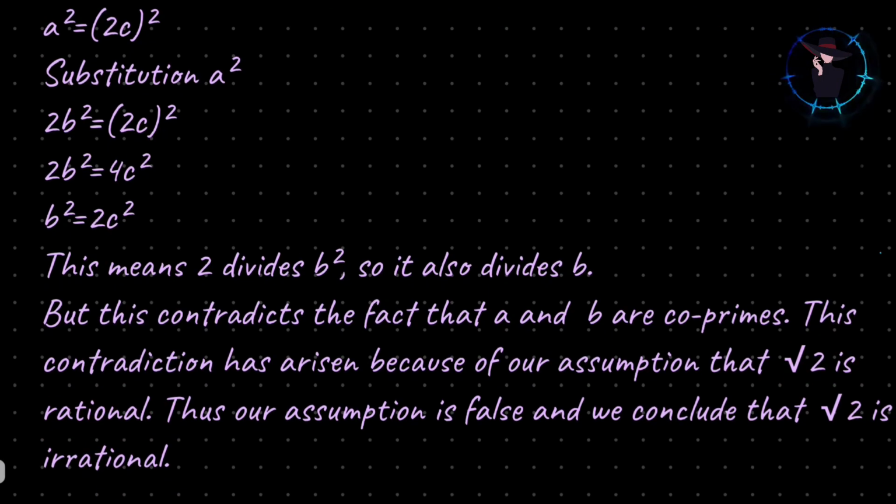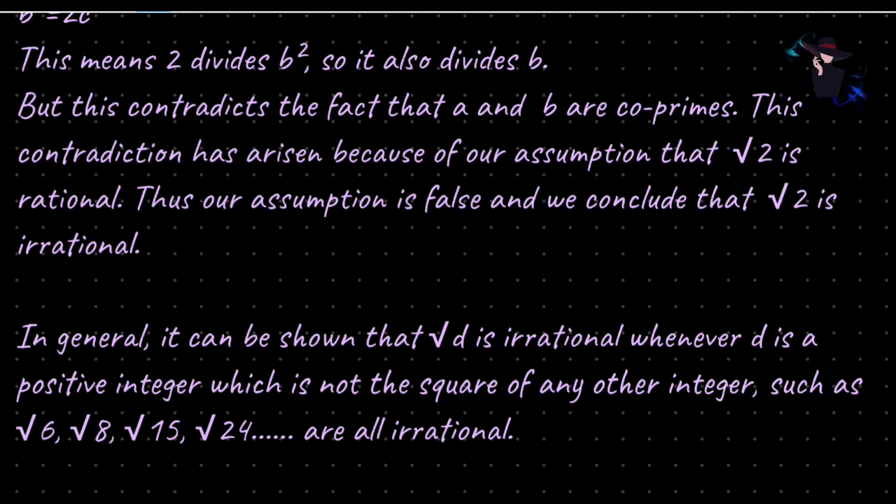So it means our assumption was wrong and root 2 is irrational. In general, it can be shown that root d is irrational, where d is any positive integer which is not the square of any other integer. So what does this mean? Let us suppose root d is root 2. Is it a positive integer? Yes. Is 2 the square of any other integer? No. Can 1 square make 2? No. Can 2 square make 2? No. So it is always irrational.